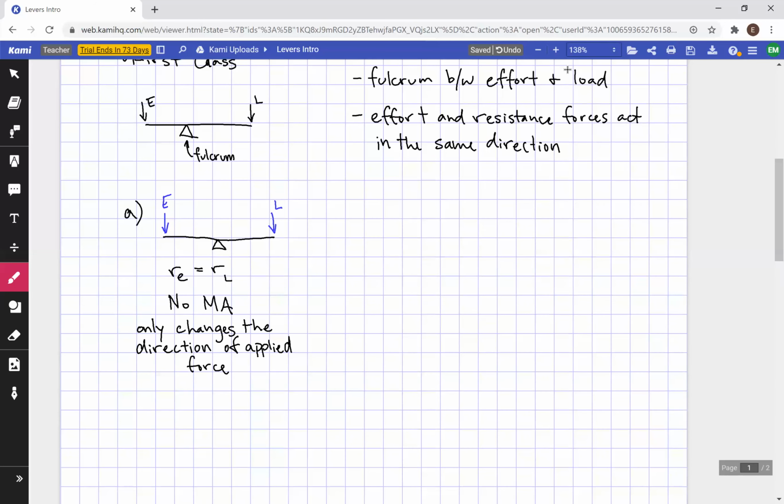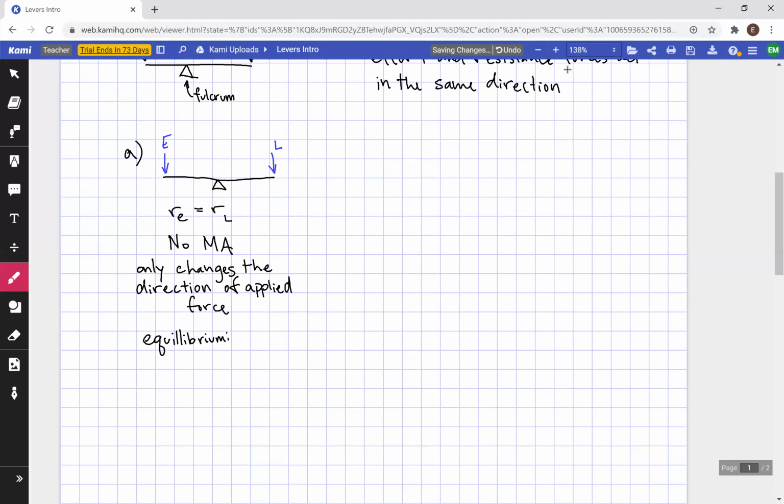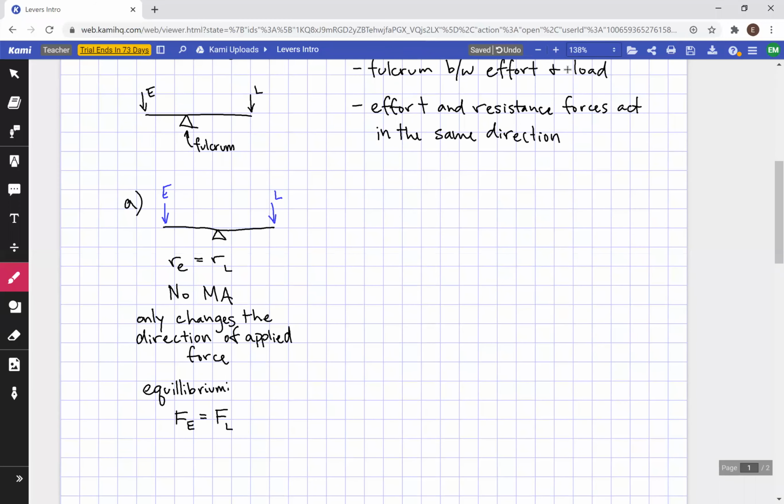And if we're looking at, say, equilibrium, right? Equilibrium means that the bar is not moving. That means that the forces would be balanced. So the effort force is equal to the load force. So that one, not super interesting. It just changes the direction.